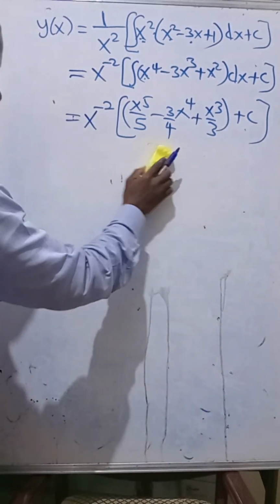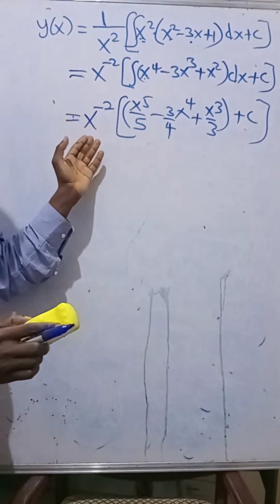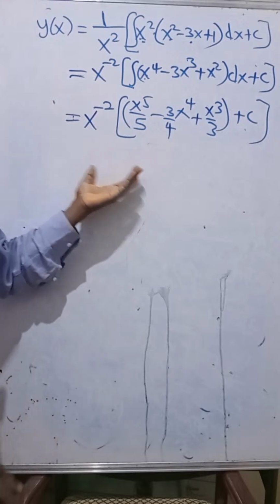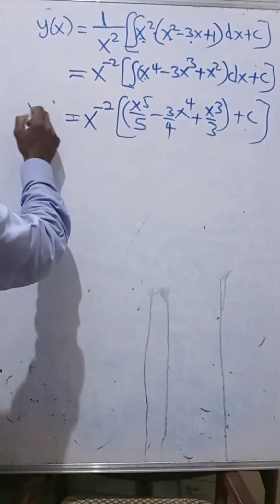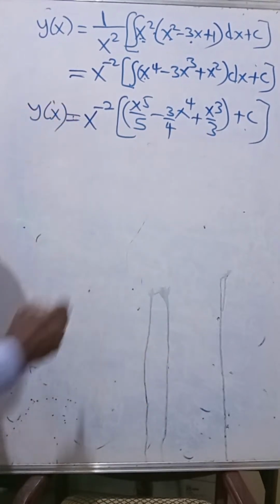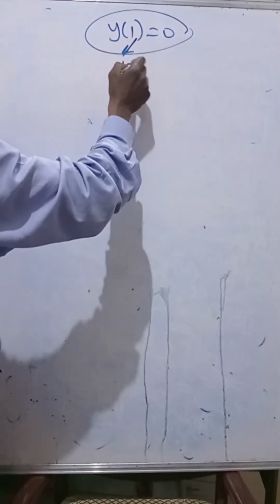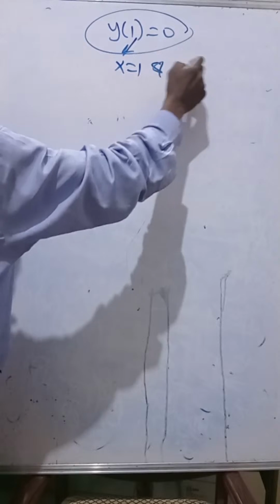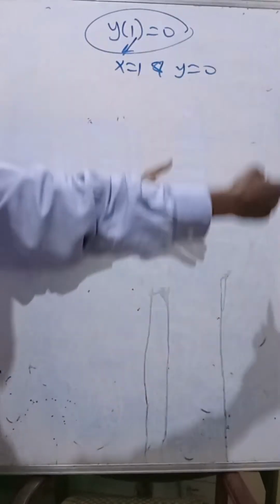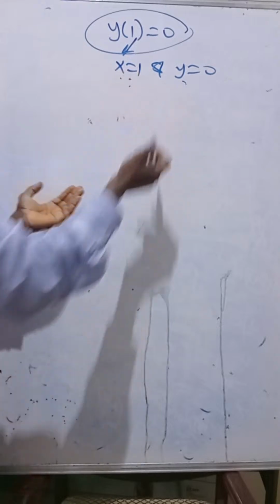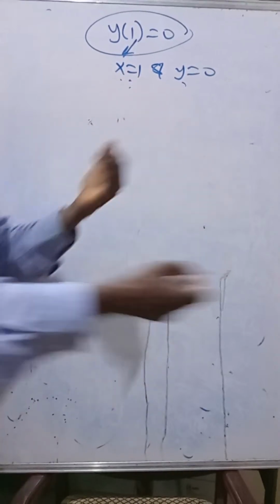If you like, you can open the brackets and do the expansion, but there's no need for that. So that's the general solution for this question. What this means is very simple. Just go to where we stopped. This one means x is 1 when y is 0. Plug in these two variables where we stopped, and get your c.